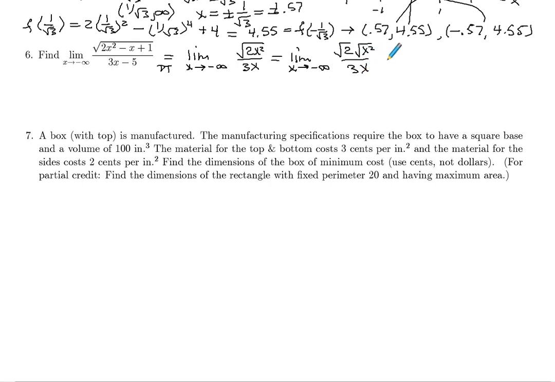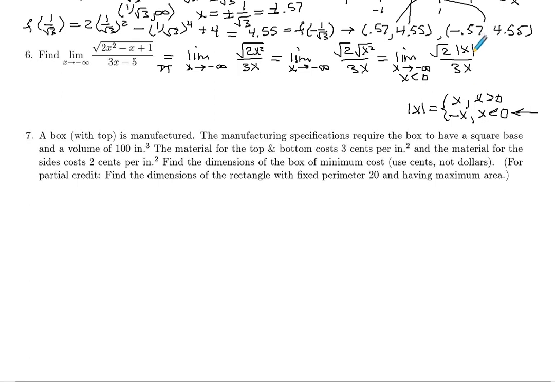And then the square root of x squared is not x, but the absolute value of x. So this is root 2 and then absolute value of x over 3 times x. And the absolute value of x, remember, is positive x if x is greater than 0, but it's negative x if x is less than 0. And our x is approaching -infinity, so that means x is less than 0. So that's this case here. So absolute value of x then is going to be negative x.